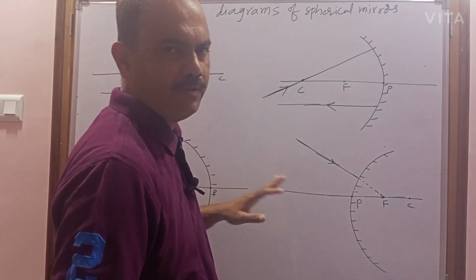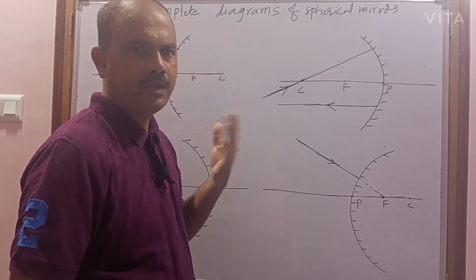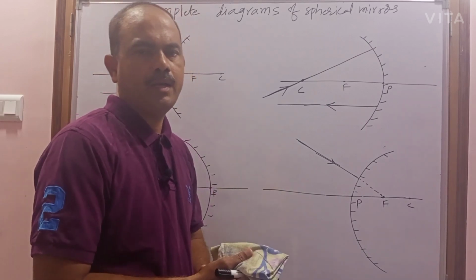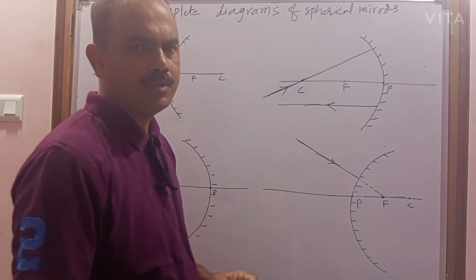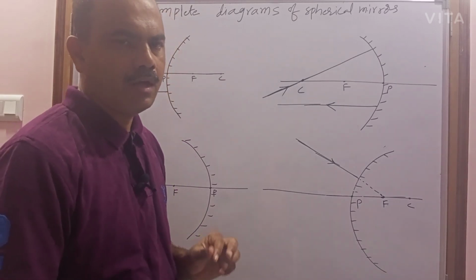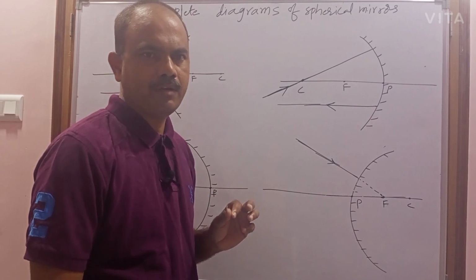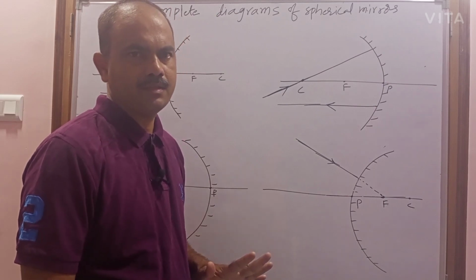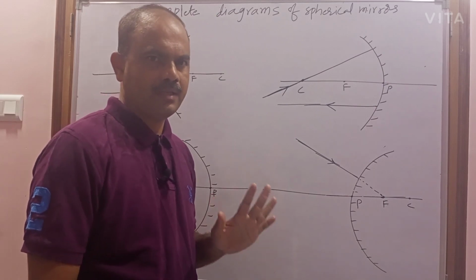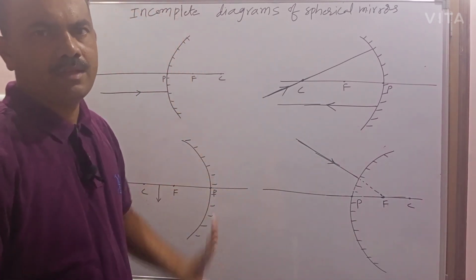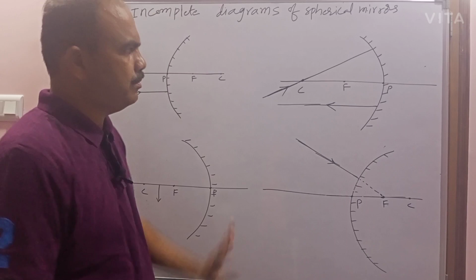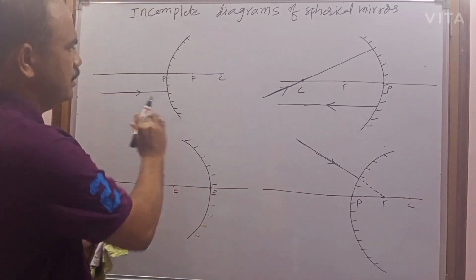After identifying these three things, recall your rules for ray diagrams as well as the different types of images formed by the concave mirror and convex mirror for different object distances. If you are perfect about that, then you can complete these incomplete diagrams. Now come to the diagram. This is the first one.